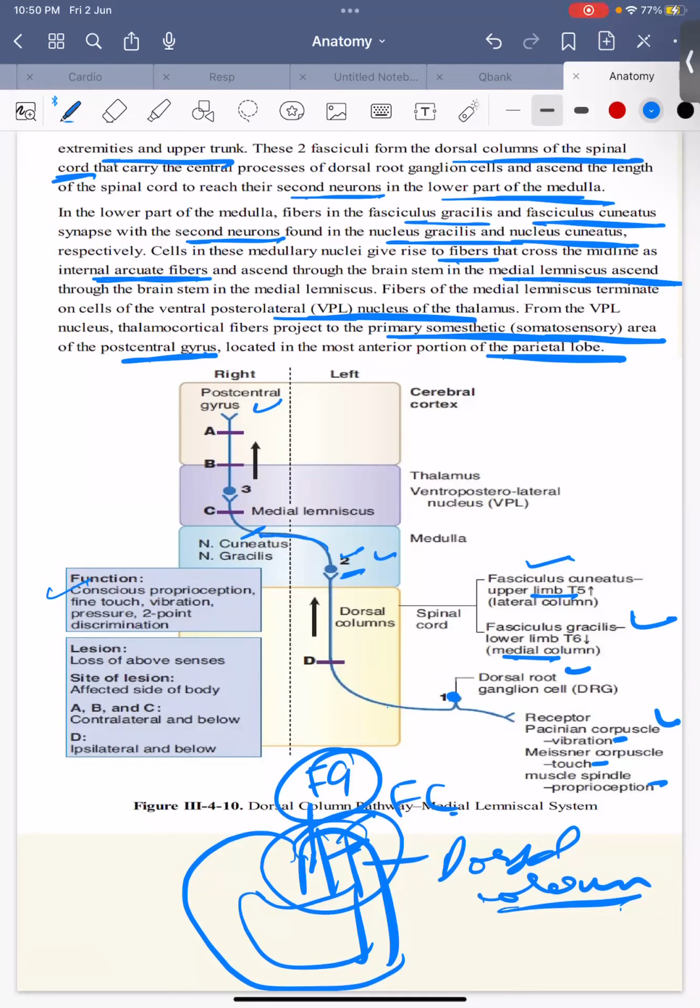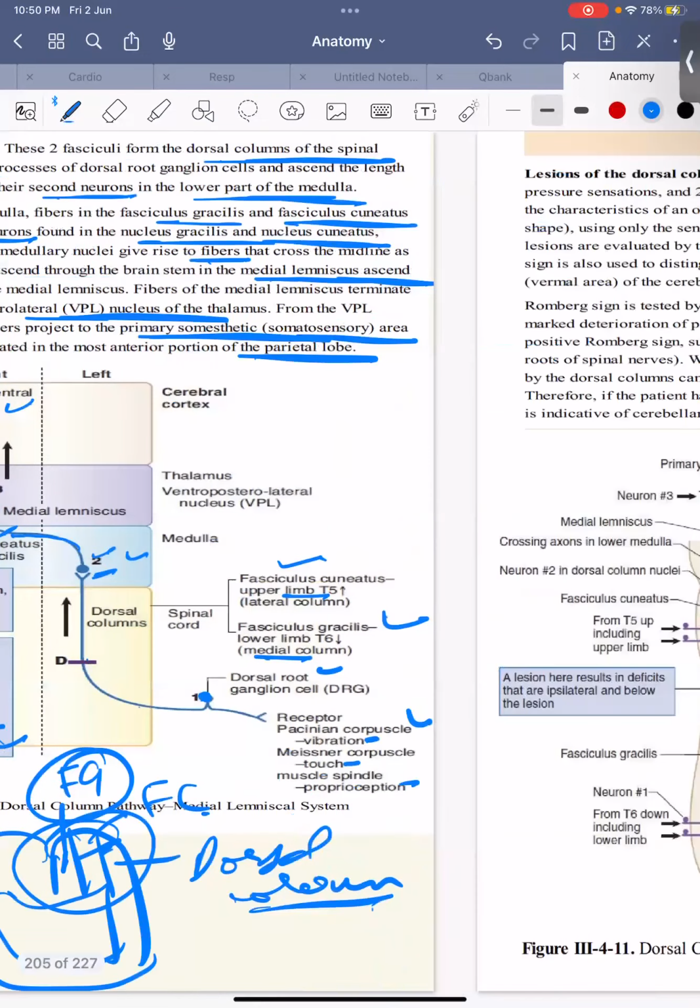Now, if you have lesions at the level of A, B, and C, because they are crossing, they will cause contralateral sensory loss below the level of the lesion. And D will cause ipsilateral loss below the level of the lesion, of all of these sensations, like proprioception, fine touch, vibration, and pressure.